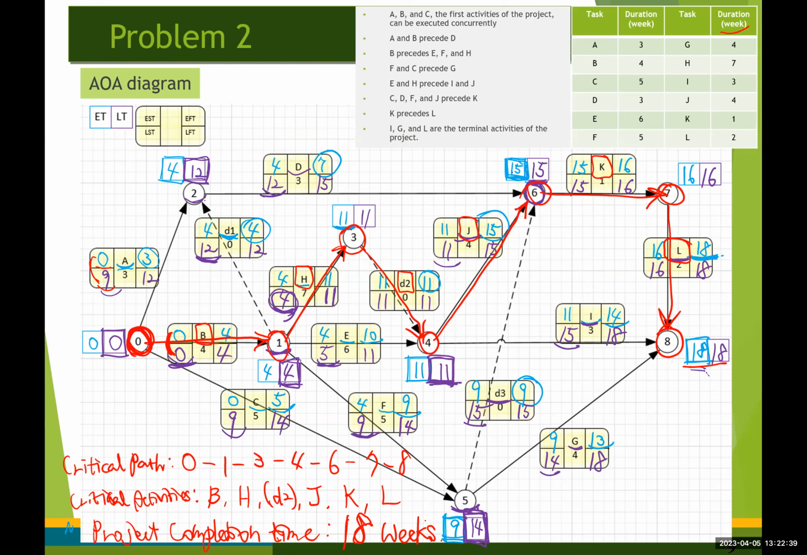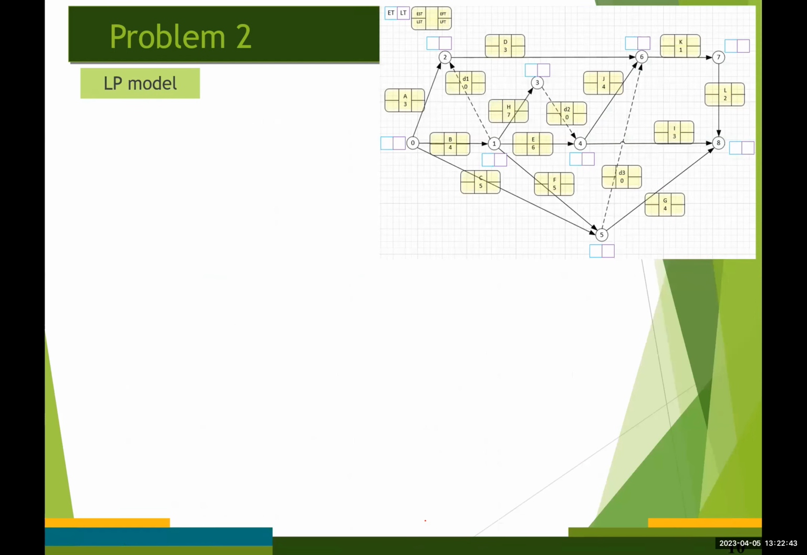Now, let's build up the LP model to get the same information: critical paths, critical activities, and the project completion time, okay?